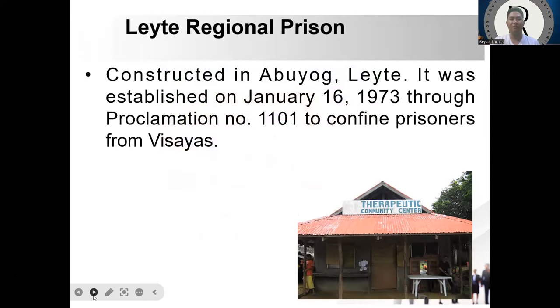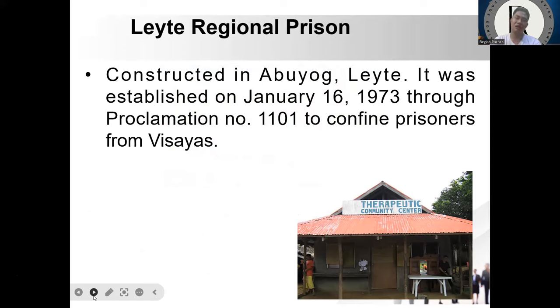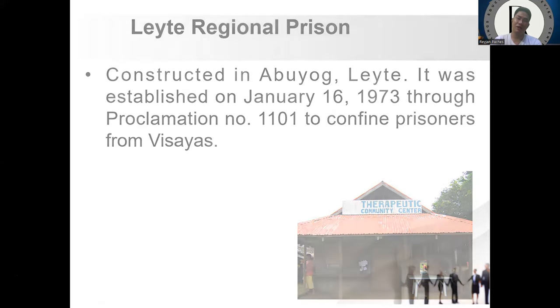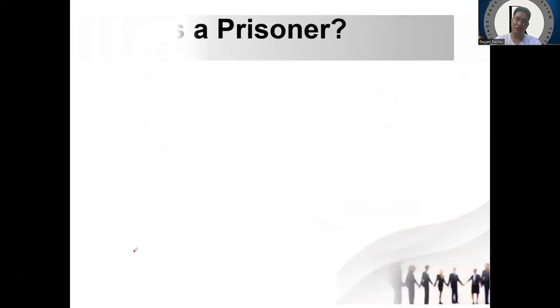Okay, so we have the Leyte Regional Prison. Ang Leyte Regional Prison class, of course, ngayon wala na siya. Titingnan natin mamaya kung ano yun. It was constructed in Abuyog, Leyte. It was established on January 16, 1972 through Proclamation 1101 to confine prisoners from the Visayas region naman. Of course, mamaya kung bakit nawala na yung Leyte Regional Prison natin. As part of the history, itatanong pa rin yan yung Leyte Regional Prison.